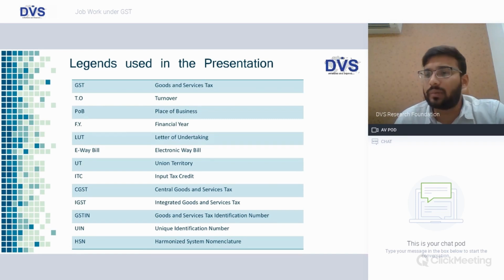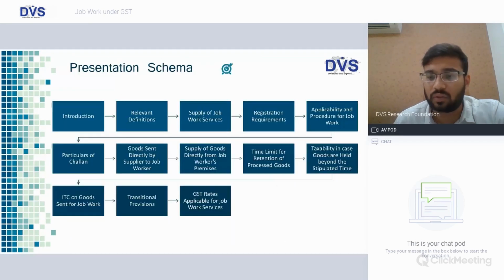The legends used in the presentation are pretty similar to what we have seen earlier. E-way bill would be the electronic way bill. POB would refer to place of business. TO would stand for turnover.